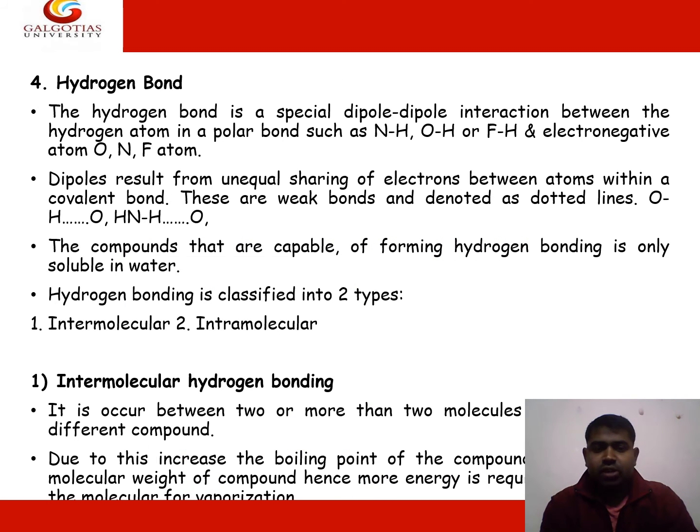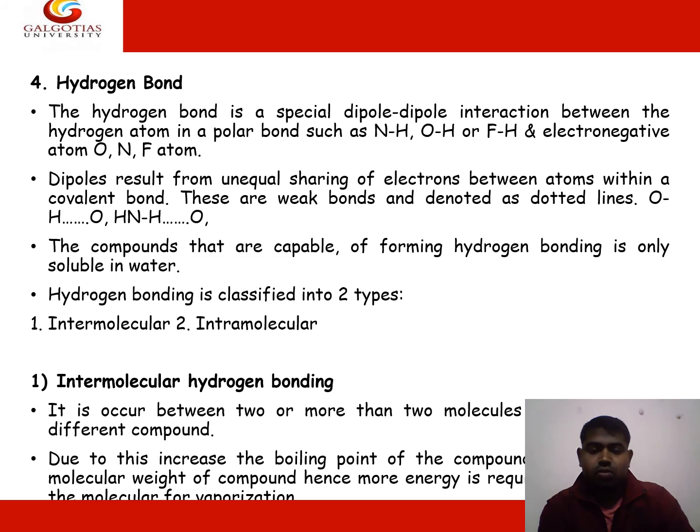Another parameter is hydrogen bond. I think you are all aware of these things. Hydrogen bond is indicated by the dotted line. So hydrogen bond is a special dipole interaction between a hydrogen atom in a polar functional group, like amine group, hydroxy group, thio group, and fluorine hydrogen group, and other electronegative atoms like oxygen, nitrogen, sulfur, and phosphorus. These are the various atoms that are able to form hydrogen bonds with other compounds or other heteroatoms' hydrogen atoms. And dipole results from the unequal sharing of electrons.